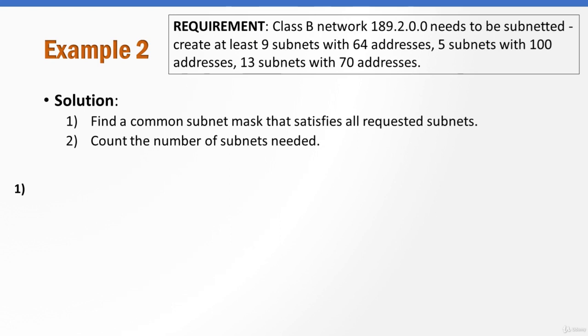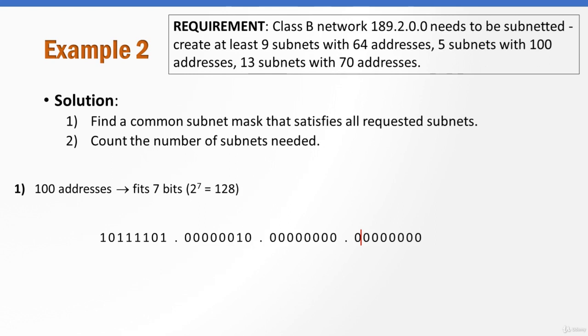So we need to figure out how many bits we need to use for our host portion to be able to create at least 100 different addresses. That's going to be 7 bits because 2 to the power of 7 is 128. If we used 6 bits, that would be 64 different addresses. And that's actually enough for these 9 subnets, which require 64 addresses each, but it wouldn't be enough for the other 2 types of subnets.